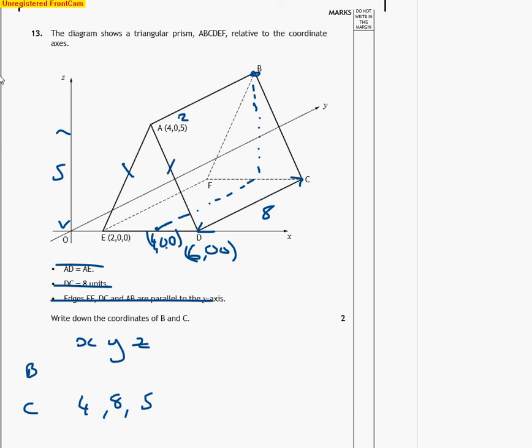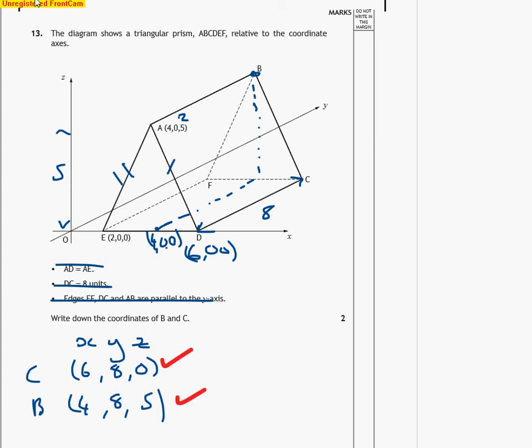I've written that in the wrong bit. That should be B. And for C, let's find where C is over here at the far end. So how long do I have to go over? Well, I've got to go over 6 because it's in line here. So go over 6, go along 8, and I'm not going up any. So that's going to be 6, then 8, and then 0. Okay, nice and easy. So you get a mark for each of them.